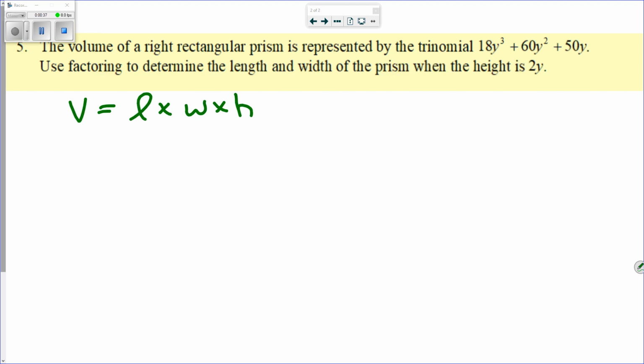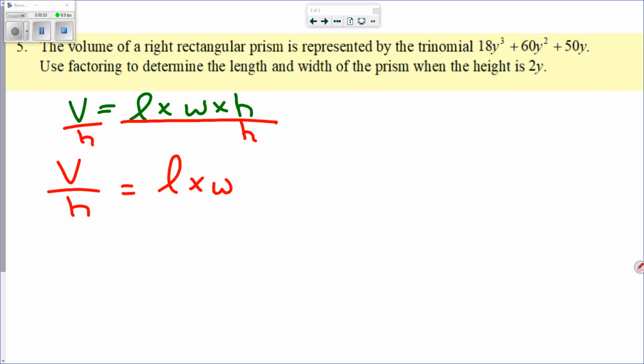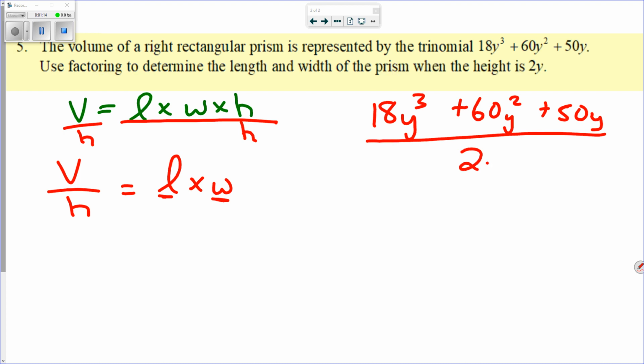So we can rewrite this. If we divide both sides by the height, we'll get volume divided by height is equal to length times width. And we're looking for the length and the width. So let's plug in the volume. We know volume is 18y cubed plus 60y squared plus 50y. We're told the height is 2y.